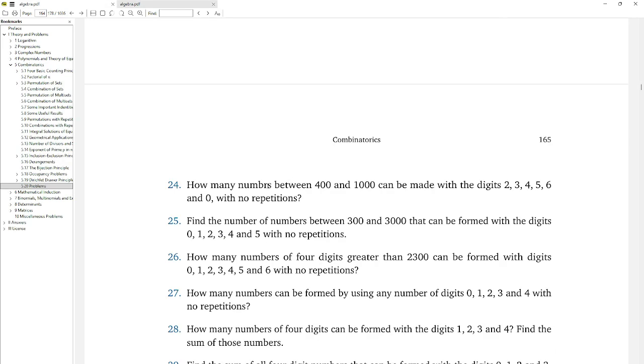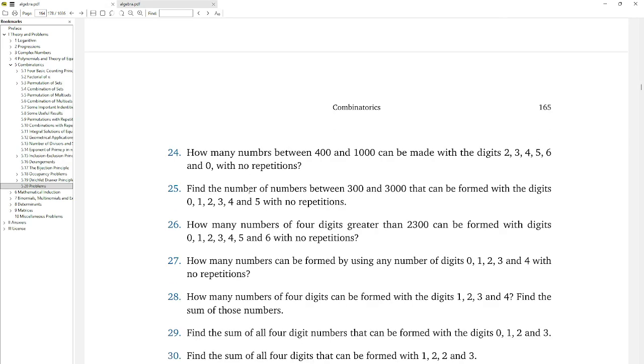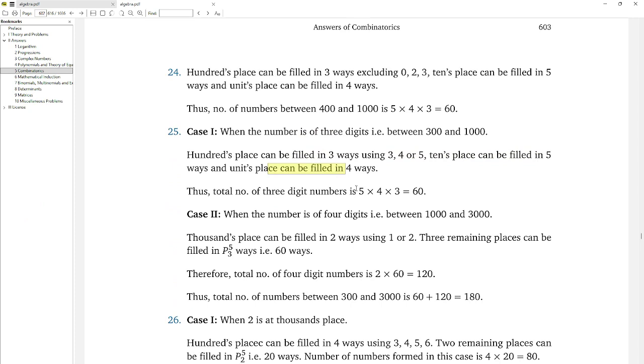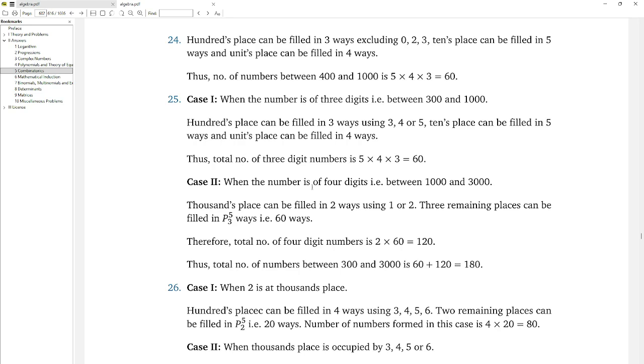The number of numbers between 400 and 1000 will be 3 into 5 into 4, that is 60. Question 25 says, find the number of numbers between 300 and 3000 that can be formed with the digits 0, 1, 2, 3, 4, 5 with no repetitions. So first we consider the numbers of 3 digits. The hundreds place can be filled using 3, 4, 5, that is in 3 ways. Tens place can be filled in the remaining 5 ways, and units place can be filled in 4 ways. The total number of 3-digit numbers is 60, that is 3 into 5 into 4.